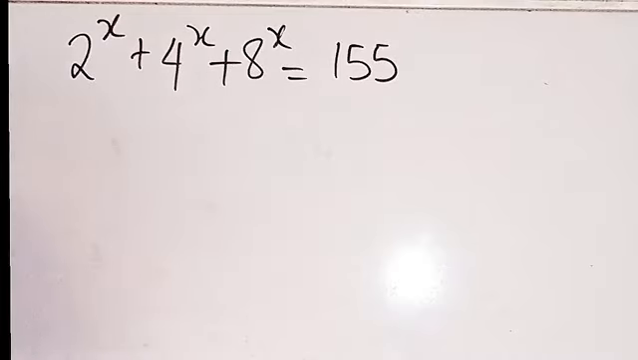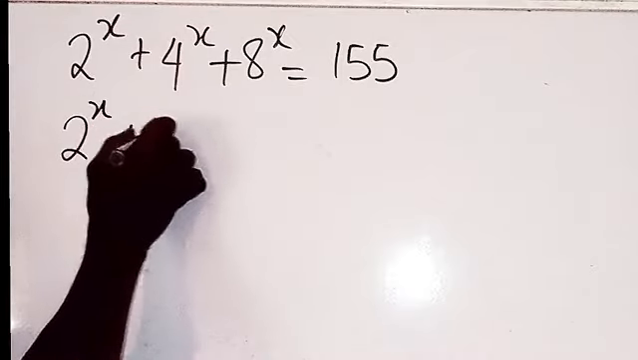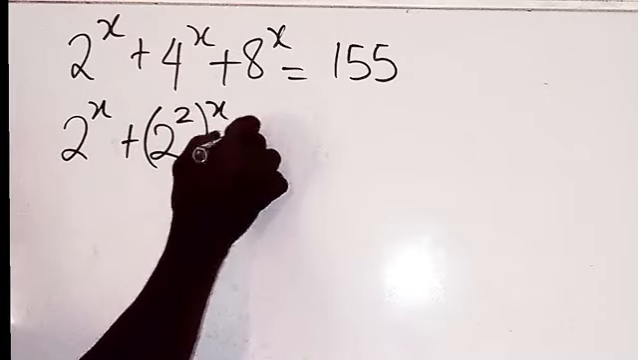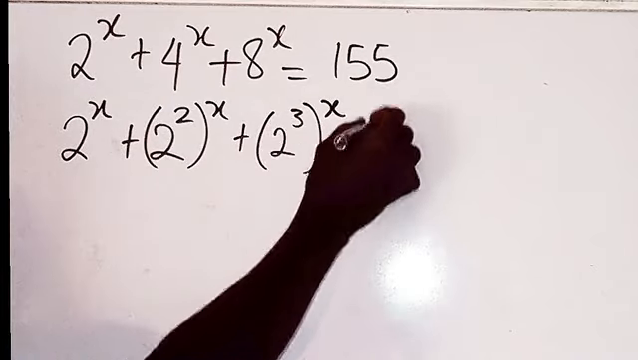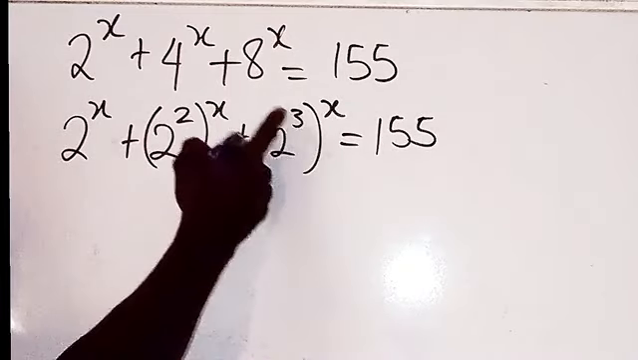Equation. This is an exponential equation and it's a maths Olympiad problem. So now from here we can rewrite this equation as 2 to the power of x plus 2 to the power of 2 times 2 to the power of x plus 2 to the power of 3 times 2 to the power of x equals 155. So 2 to the power of 2 is 4, 2 to the power of 3 is 8.